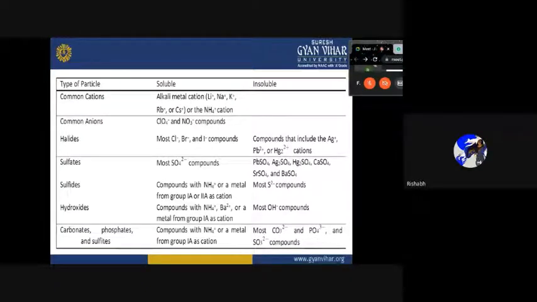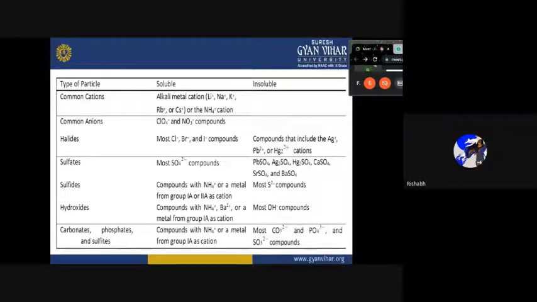Okay. Then comes your sulfate, most SO4 2 negative compounds. Most of your sulfate compounds will be soluble, means they will be in dissolved state. But some compounds like lead sulfate, silver sulfate, or Hg2 sulfate, calcium sulfate, SrSO4, and barium sulfate, these compounds will precipitate after the reaction and solidify.